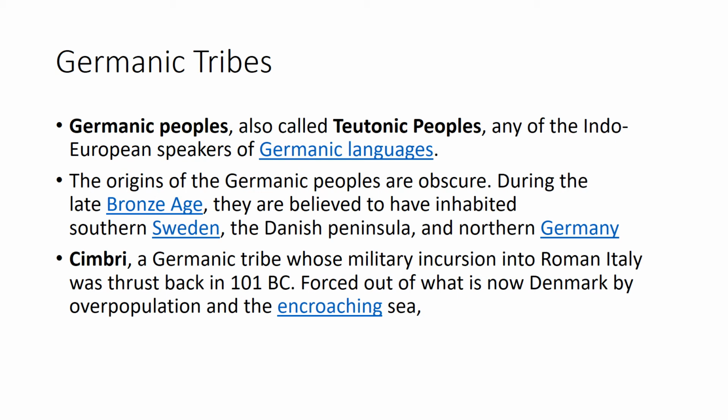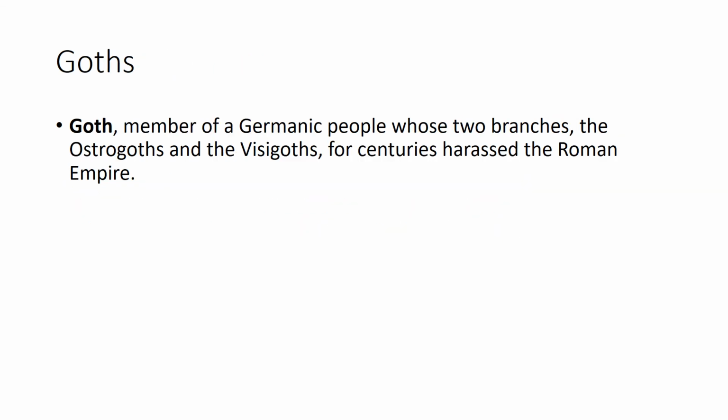So we talk about Germanic people, right? Germany did not become its own country until much, much later. These are also called Teutonic peoples, Indo-European speakers of Germanic language. English is a Germanic language. The origins of Germanic people are obscure. It's kind of hard to track, okay? They are believed to have inhabited southern Sweden, the Danish peninsula, and northern Germany. Cimbri is a Germanic tribe whose military incursion into Roman Italy was thrust back in 101 BC. So again, it's tribal. This is the theme that we're seeing.